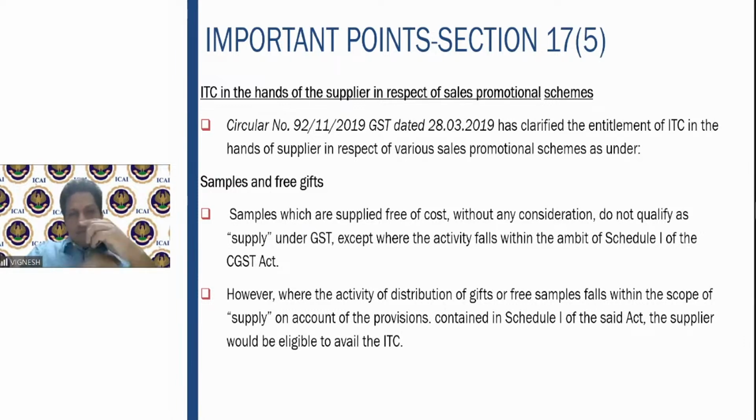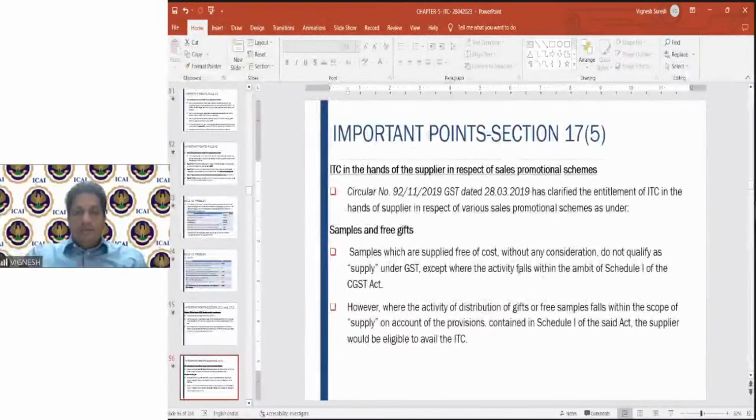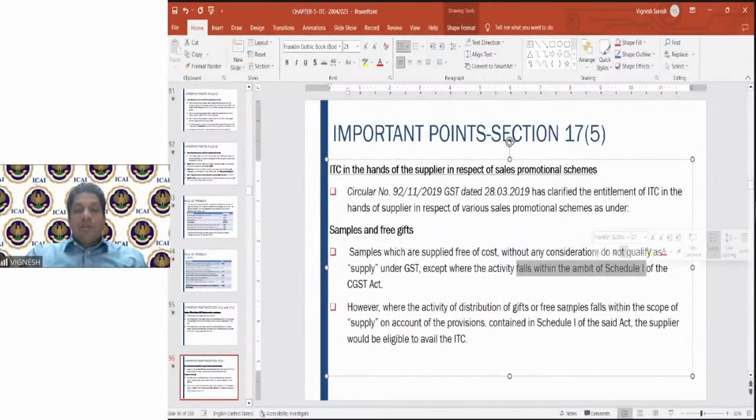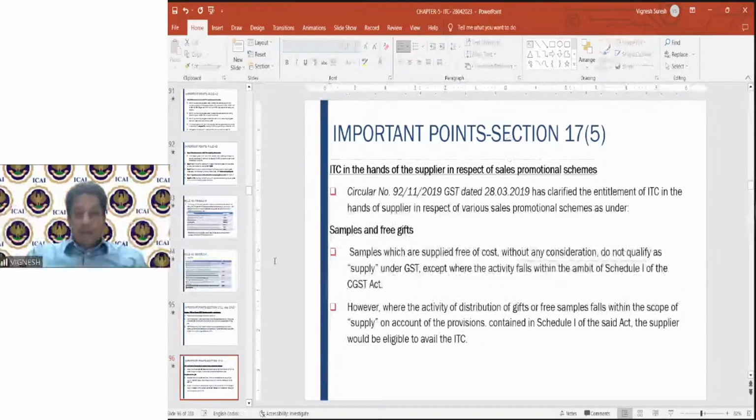So the first clarification was with regard to samples and free gifts. With regard to samples which are given free of cost without any consideration, they don't qualify as supply. Why they don't qualify as supply? Because it is clearly exempt only when the activity falls within the ambit of Schedule 1. Can anyone tell me, let us see how your memory is. What is this ambit of Schedule 1? Regarding the samples given free of cost, what does Schedule 1 refer to? Can anyone tell me?